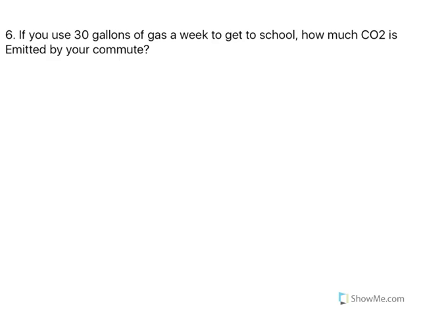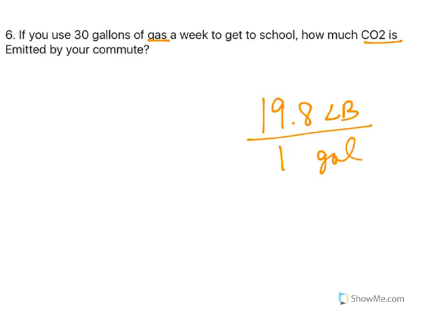If you use 30 gallons of gas a week to get to school, how much CO2 is emitted by your commute? Now, if you see gas CO2, you know your very last identity ratio should be 19.8 pounds over 1 gallon. Always, because how much CO2, we're talking about pounds, and it's your 19.8 pounds per 1 gallon. That will allow you to work backwards.